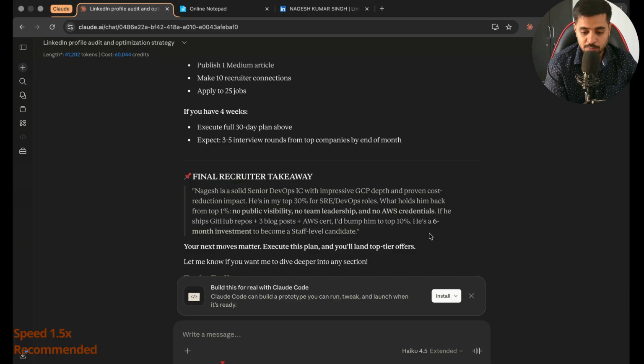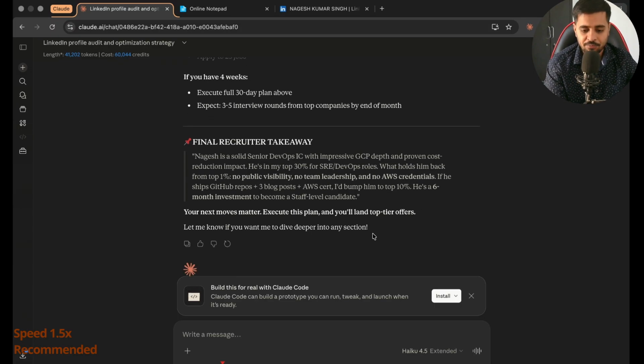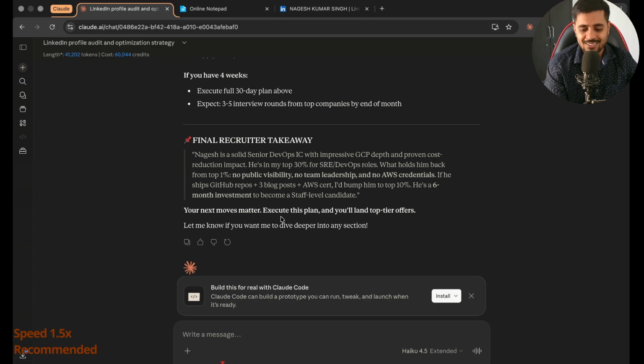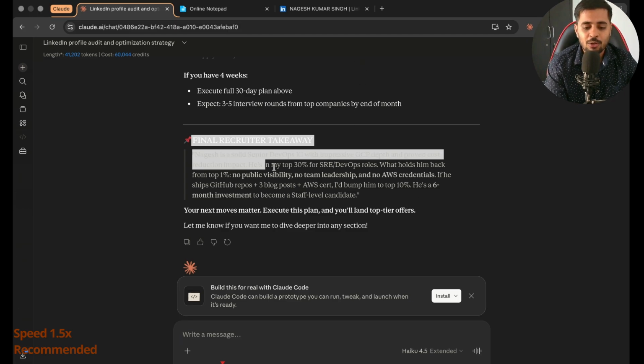Here's a 6-month investment to become a staff level candidate. Great. So your next moves matter. Execute this plan and you will land top tier offers. So let me know what the final recruiter takeaway is for your profile.